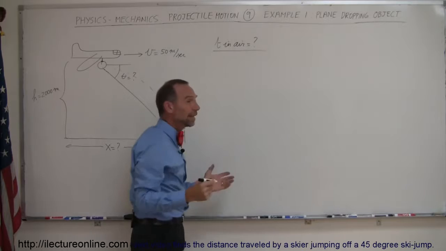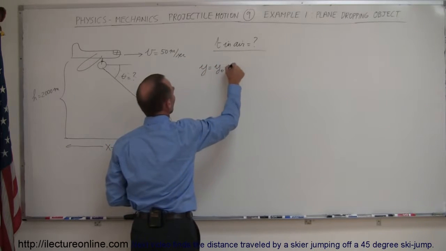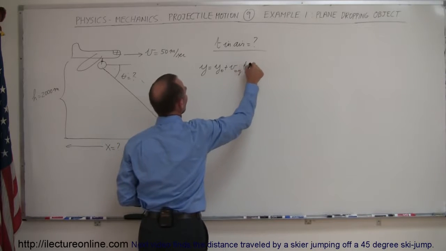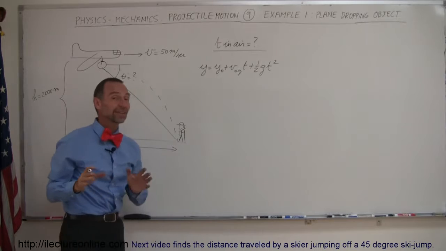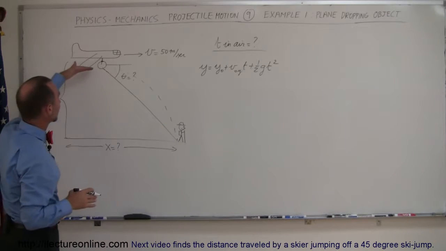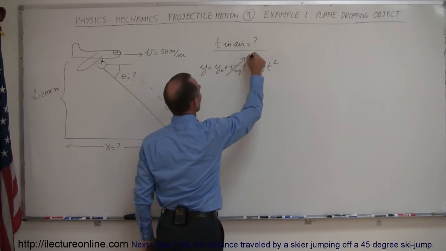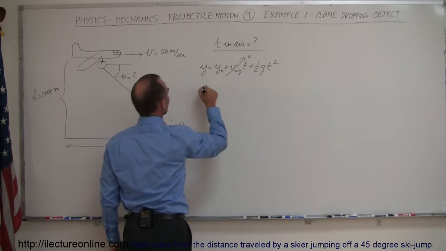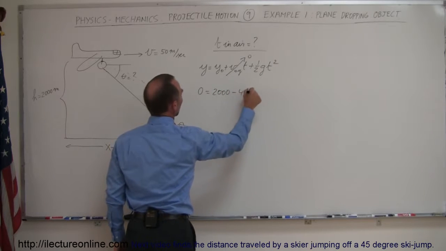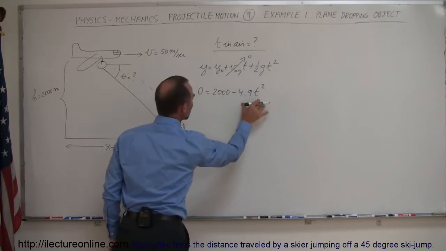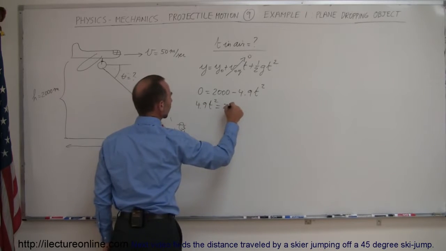Let's find the time in the air. The equation for that is y equals y sub naught plus v sub naught in the y direction times time plus 1/2 g t squared. There is no initial velocity in the y direction because it simply dropped from something flying level, so this goes to 0. The final height will be 0, so 0 is equal to 2,000 minus 4.9 t squared. Moving that over, 4.9 t squared equals 2,000.